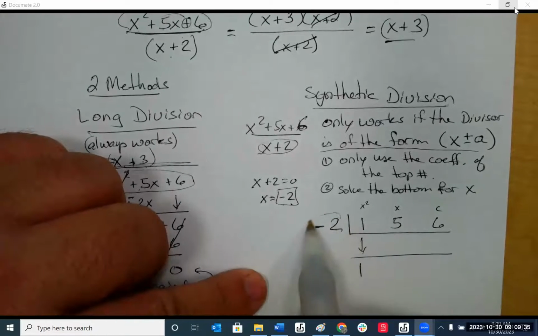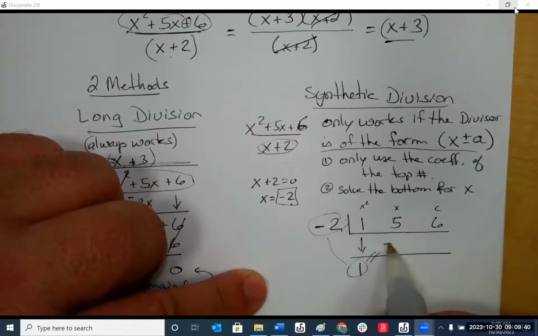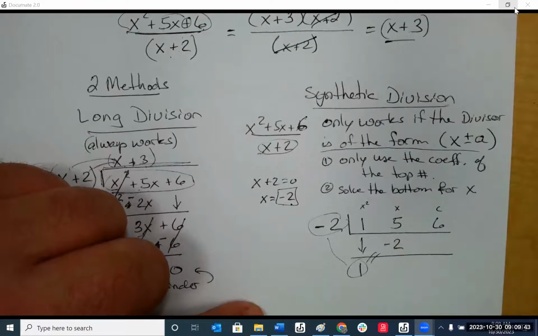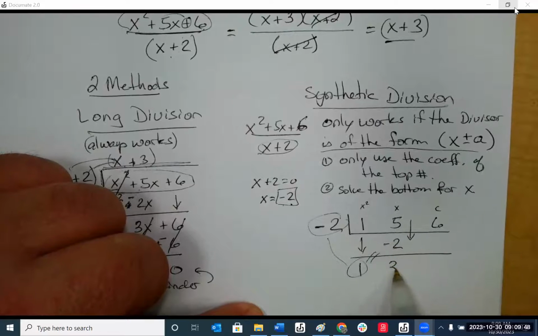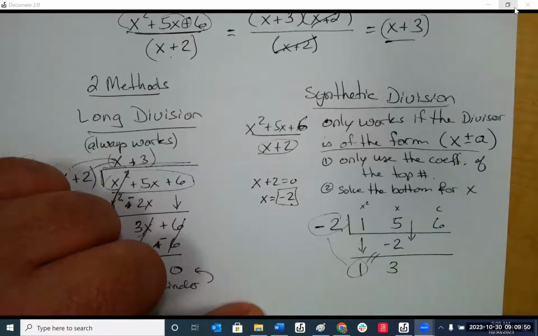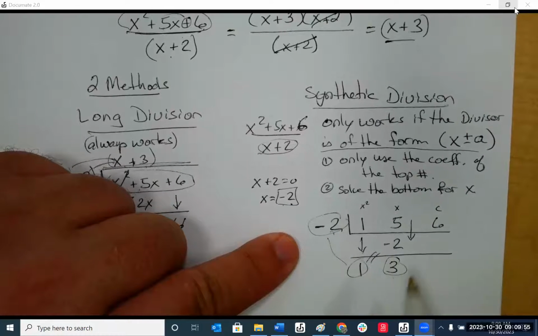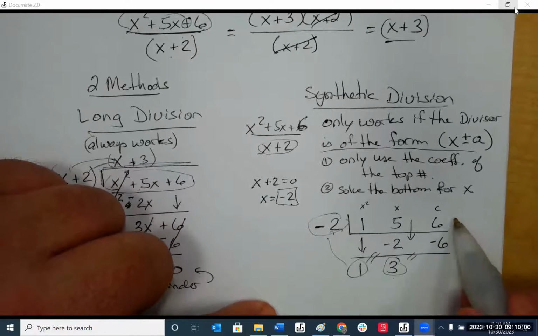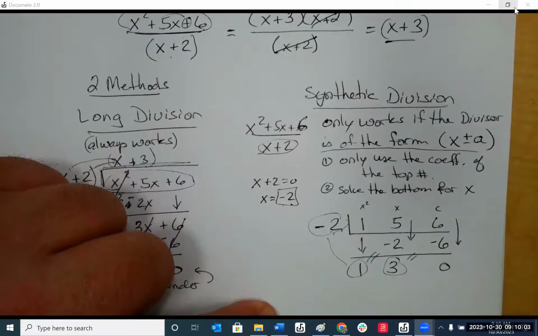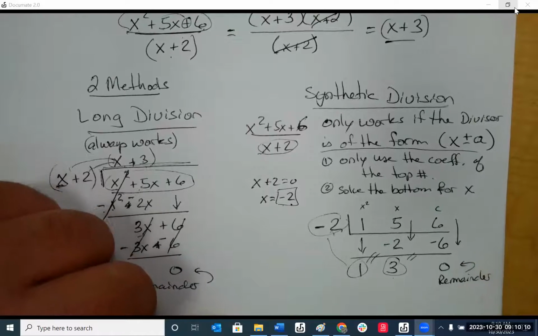Multiplication, I multiply these two numbers and put it there. -2 times 1 is -2. Add straight down. 5 minus 2 is 3. Multiply these two now. -2 times 3. That goes there. So it's -6. Add straight down. And this is your remainder.